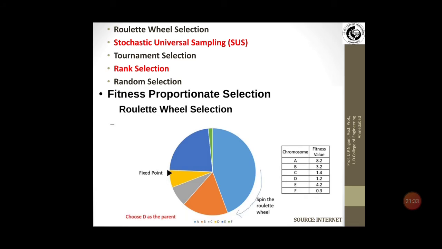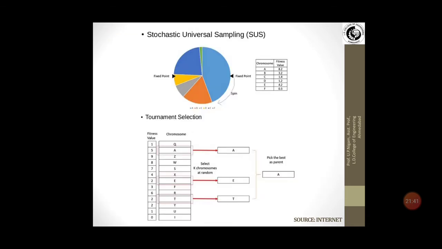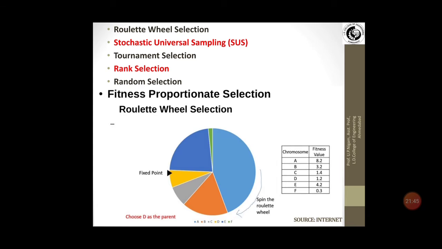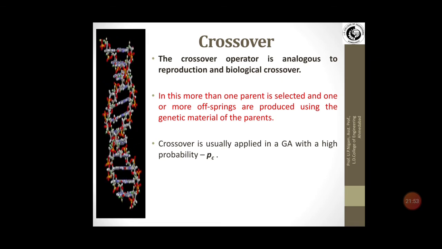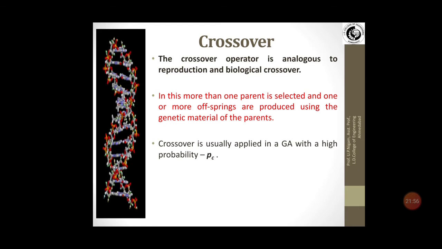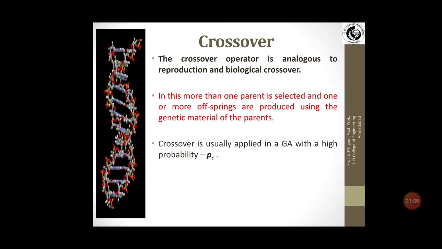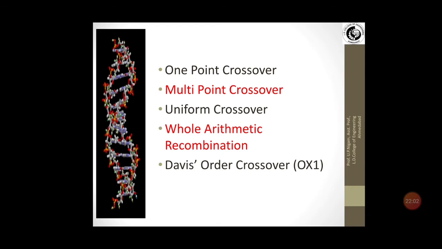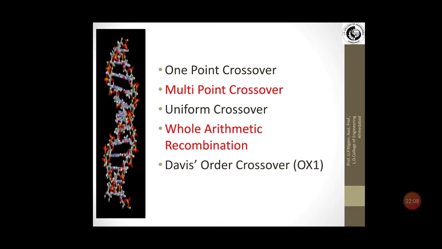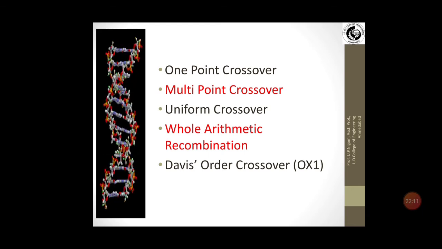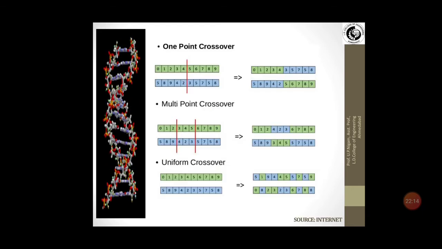Then fitness proportionate selection, there are various methods. Roulette wheel selection, you know about it: we spin the roulette wheel and a value will appear, and that value we define over there. Then stochastic universal sampling, tournament selection, rank selection, or random selection is there. So in this way we can select. Now crossover. The crossover operator is analogous to reproduction and biological crossover. You will understand crossover with the help of examples which I am going to show. These are of 4 or 5 types: one point, multi-point, uniform crossover, whole arithmetic recombination, and Davis order crossover. These are the types.